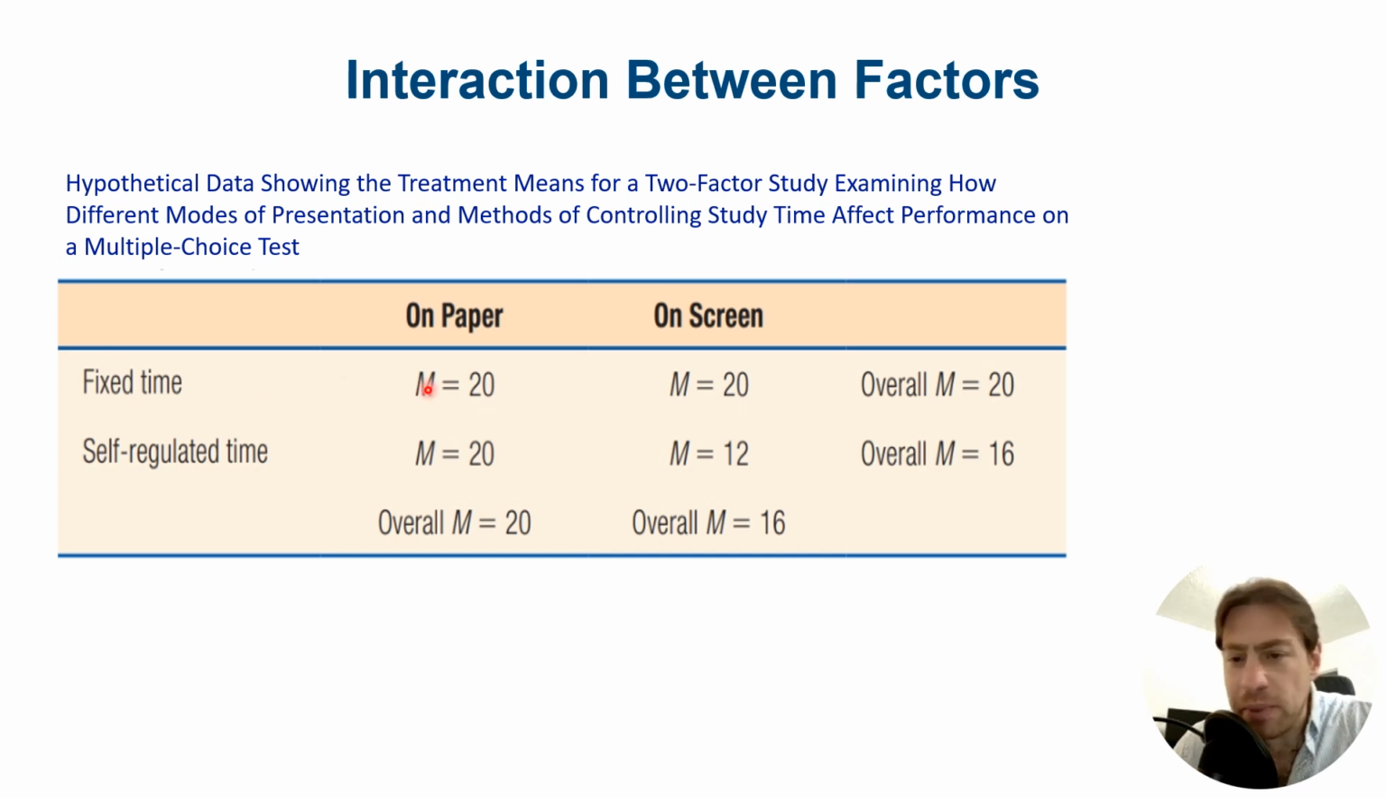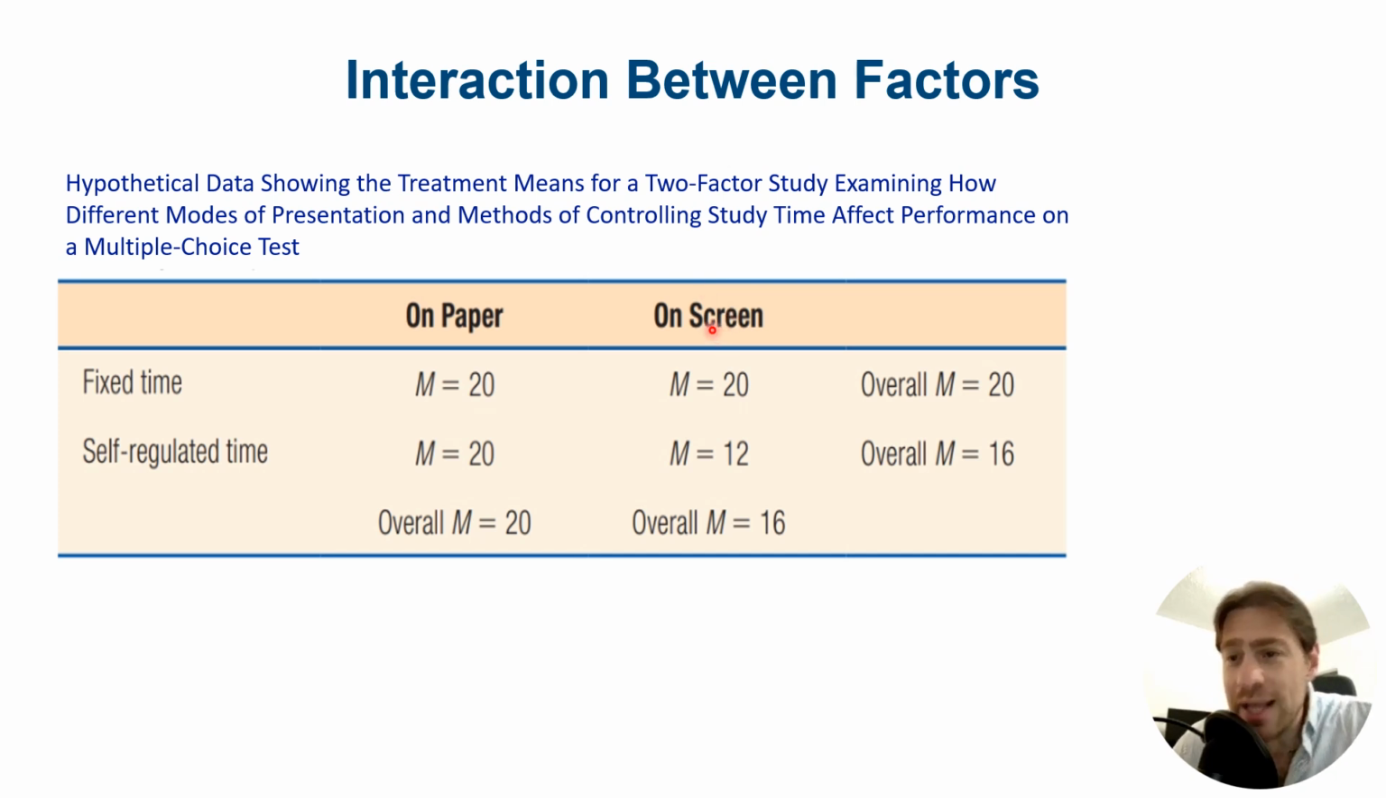So does presentation mode make a difference for the fixed time condition? Well, for paper, we have a mean of 20. And for computer screen, we have a mean of 20 as well. Those numbers look the same to me. There's no difference. So if you were conducting a single factor design using only fixed time, you would conclude that presentation mode of the material makes no difference. People do the same whether you use paper or a computer screen.